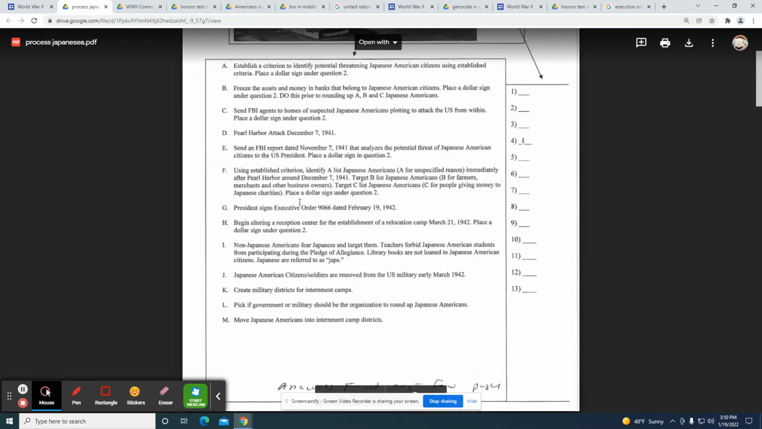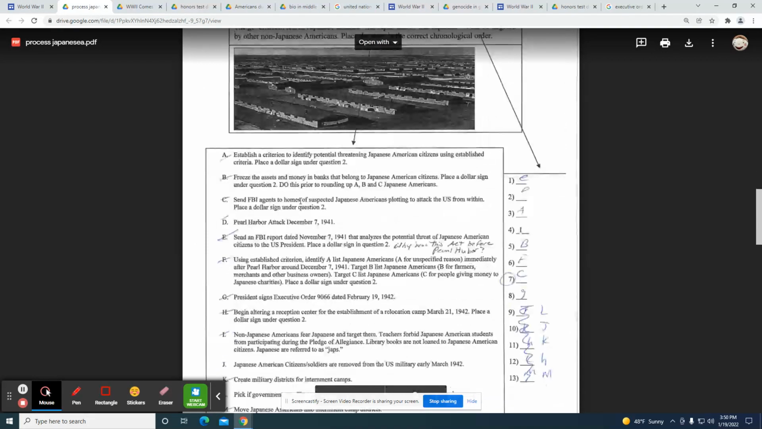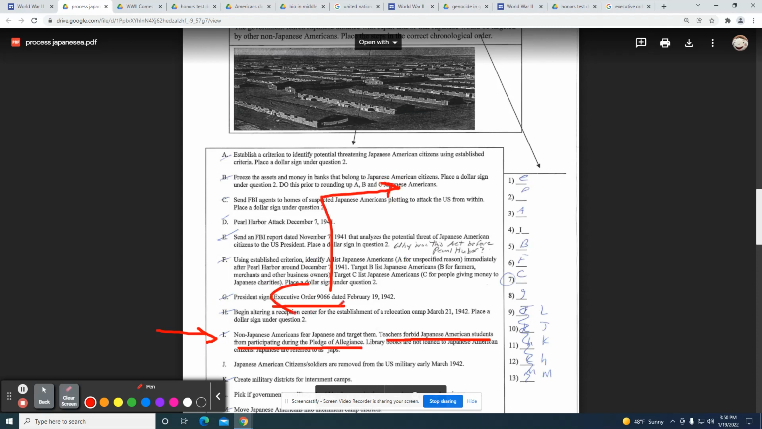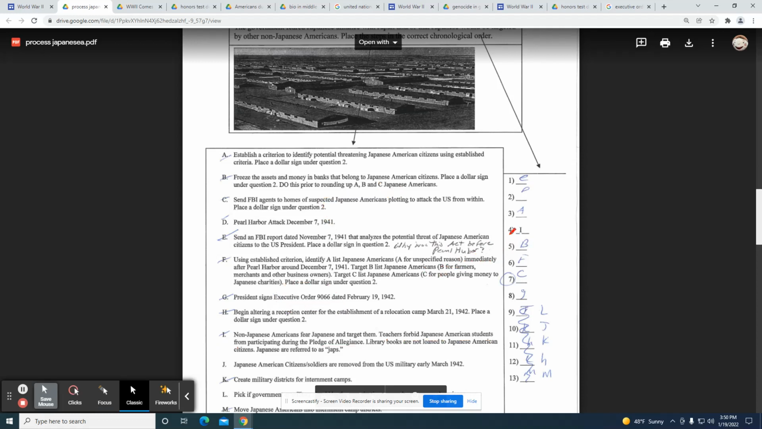I'm not going to ask you the specific order, but you probably want to focus on maybe the first or second thing, and keep track of at what point it is about the people doing something versus the government. For example, right here, executive order, that is very different from teachers forbidding Japanese Americans from participating during the pledge. This is a choice that someone is making. This is a decision the government is making. So this one is more along the lines of the intentionalist argument. So that's where you want to focus with regard to that.